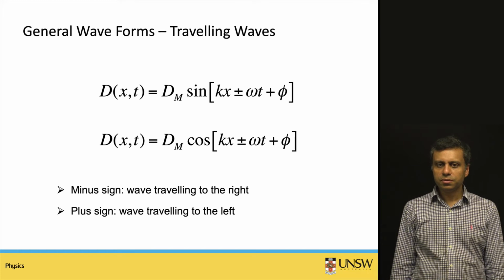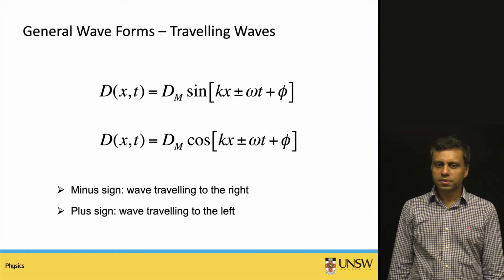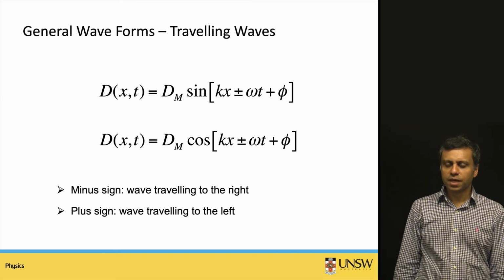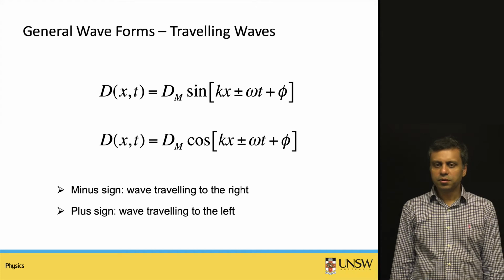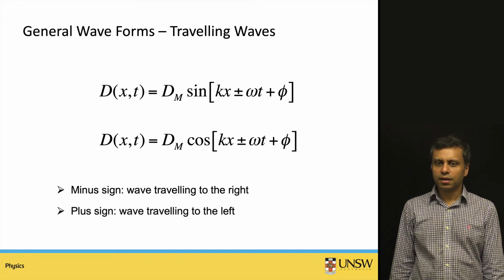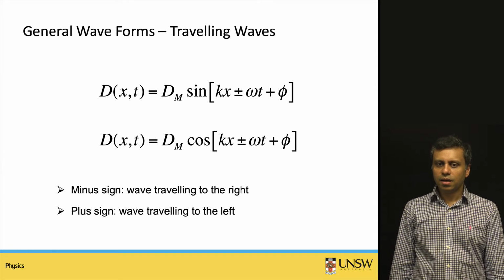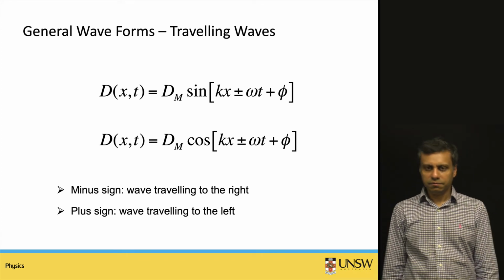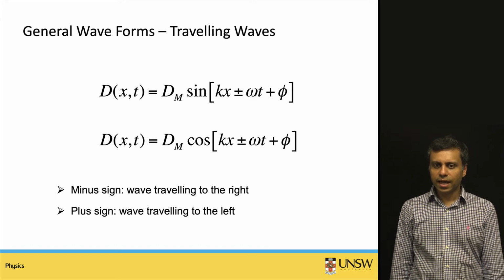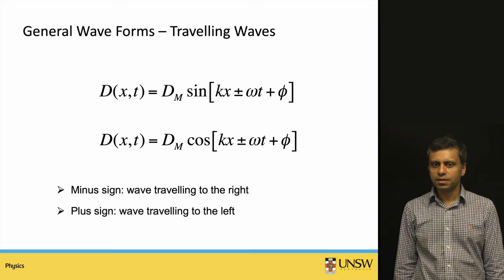So here we show some general expressions for traveling waves. This can assume the forms of sinusoids or cosines as shown here. And notice the sign of the term omega t. This can be either positive or negative. A minus sign indicates a wave traveling to the right, and a plus sign indicates a wave traveling to the left. And notice the angle phi. This is the phase angle, that is, the phase offset in the wave.